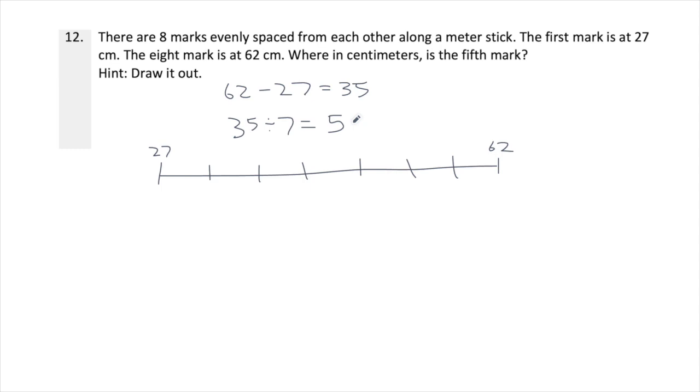Now let's figure out the centimeters of the 5th mark. So we have the 5th mark here. So to figure out the distance from the 5th mark, we can do 27 plus 5 plus 5 plus 5 plus 5, as there are 4 distances from the first mark to the 5th mark, and this gives us 47. So the answer to this problem is 47.